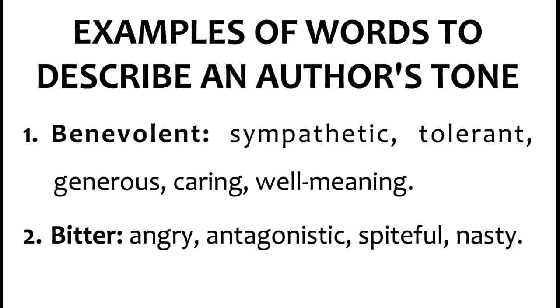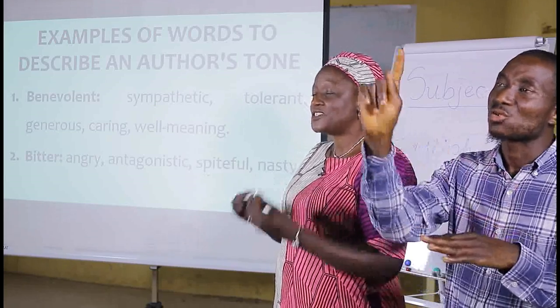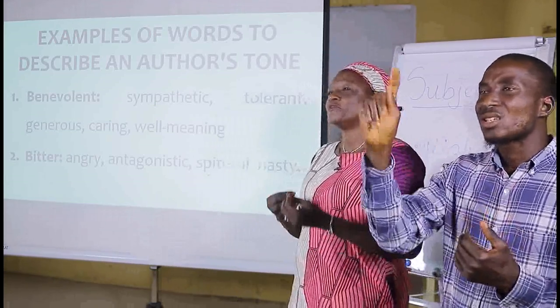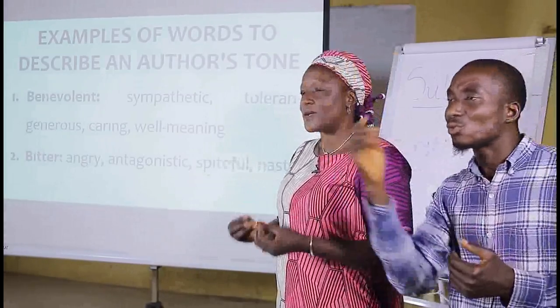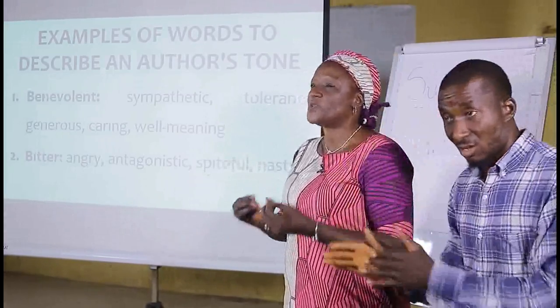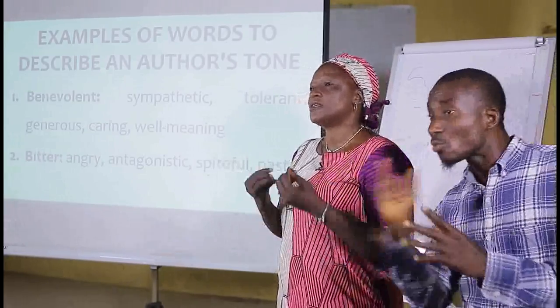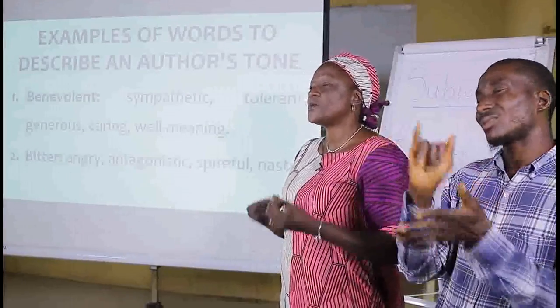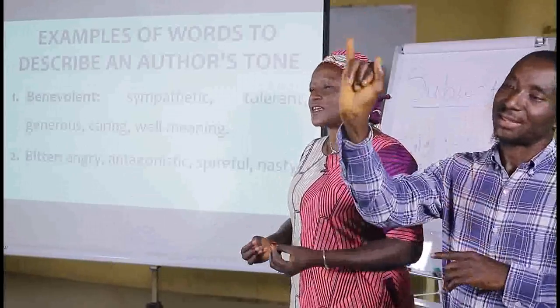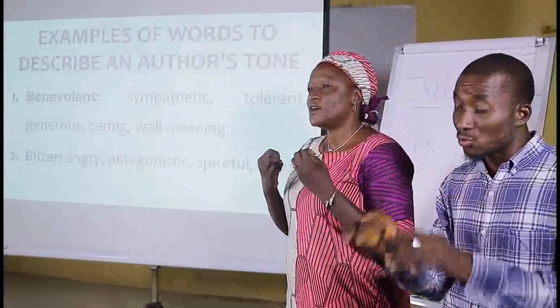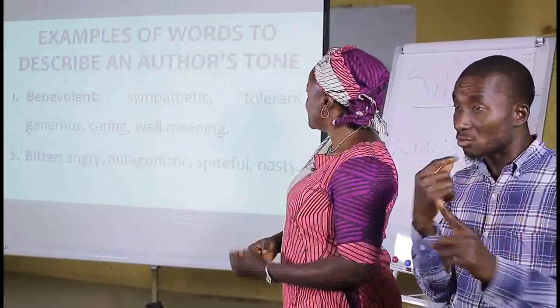Now, examples of words to describe an author's tone. Remember tone: the attitude of the author, the attitude of the speaker, the attitude of the writer. You could detect tone from a piece of writing. How do you detect it? By the choice of words. That is what we call diction. When you are able to choose the right words at the right time and you use them, it means you have a good sense of diction.